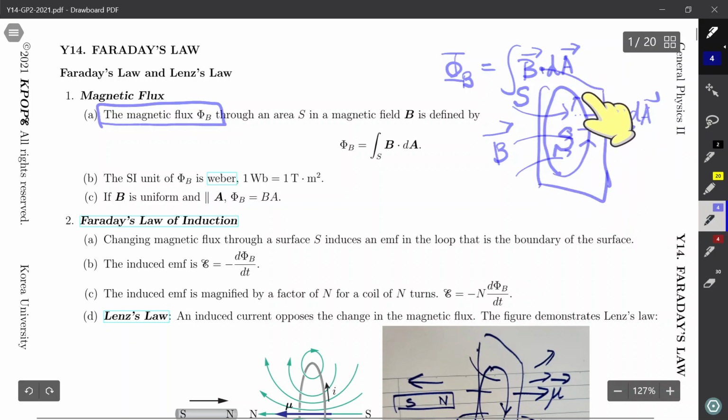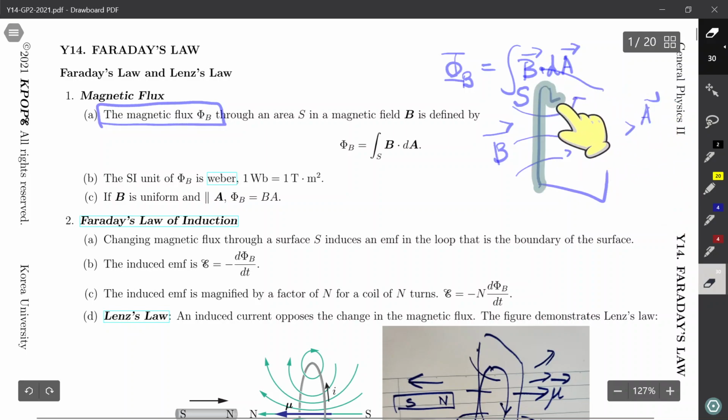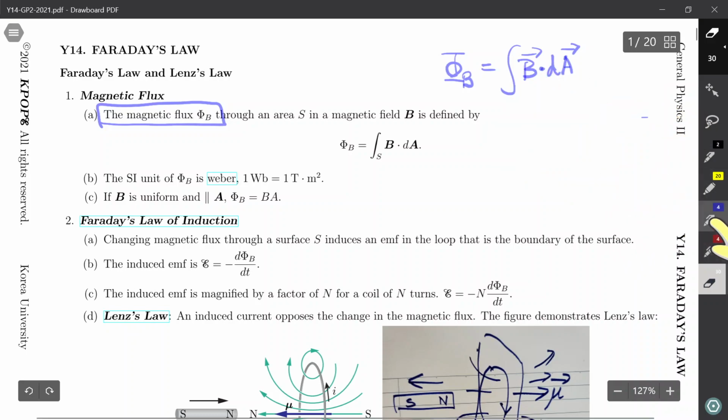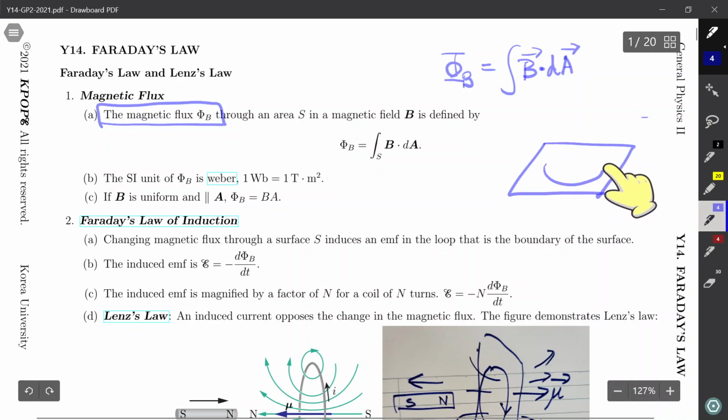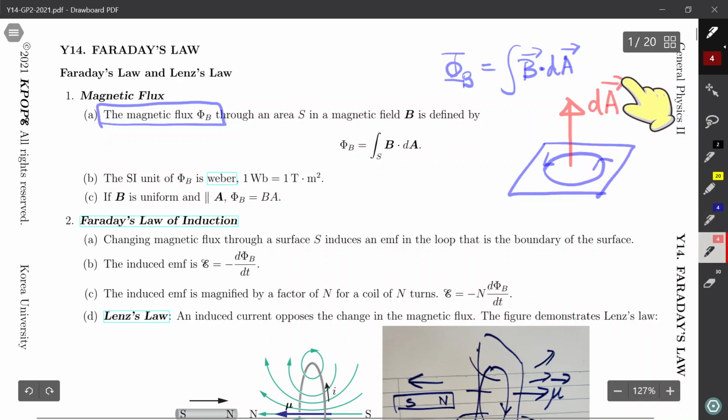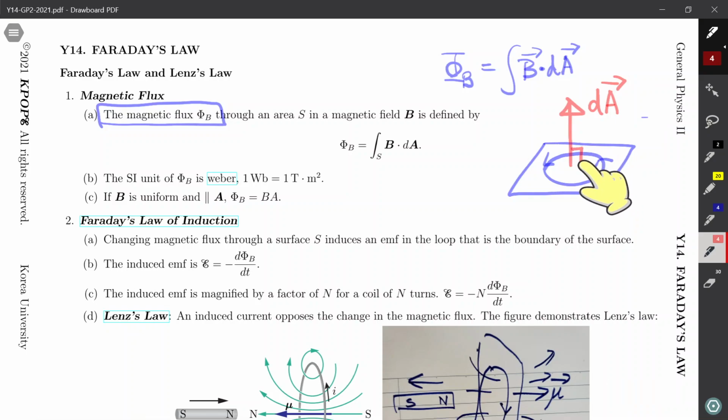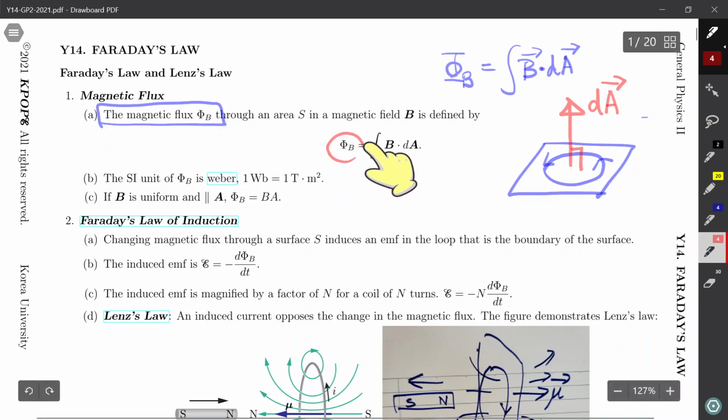the boundary of the surface, the direction of the normal vector follows the right-hand rule. If the boundary is followed counterclockwise, then the normal direction of the area is this direction. It is related to magnetic flux. If the magnetic flux on the surface changes depending on time, then an EMF is generated.